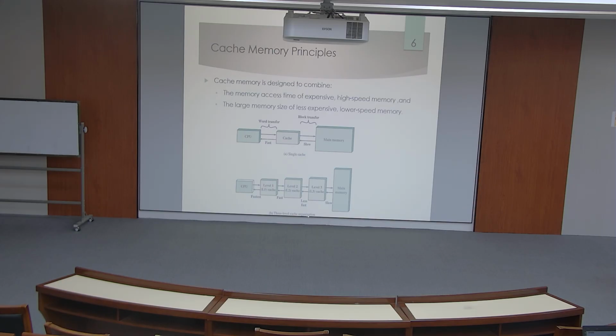It has to be slower than level 2 cache, but it is bigger if you compare it to level 2 cache, and so on and so forth. So if someone asks you why the cache memory is in the computer system, your answer will be: it is there to combine the memory access time of expensive high-speed memory and the large memory size of less expensive memory. That means it has to be between the central processing unit and the main memory to avoid multiple accesses of the central processing unit to the main memory.